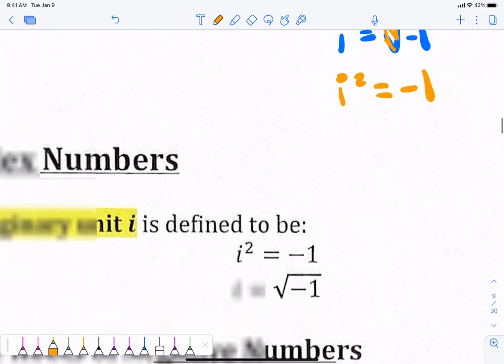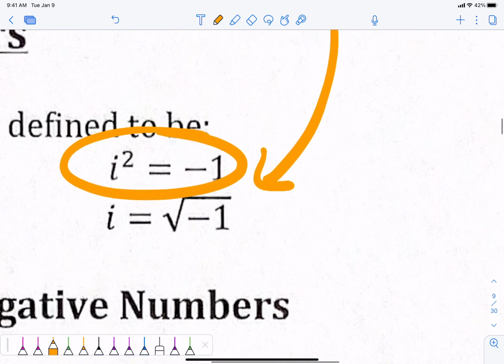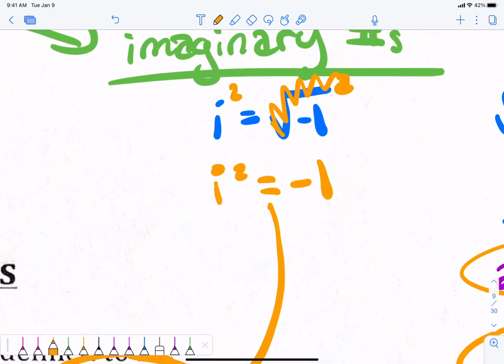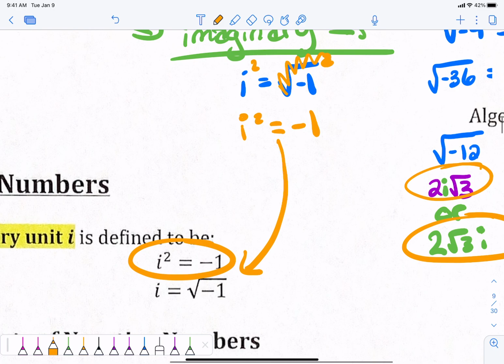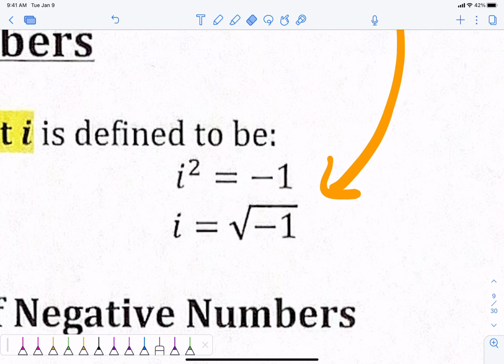So they say that right down here: i squared is equal to just -1, and i is equal to the square root of -1. Because a square root and a square cancel each other out, I would just have i squared equals -1. Make sense? Good? So those are the two things that you need to remember: that i squared equals -1 and i is the square root of -1. And then from there, it's just all algebra stuff. Are you ready?